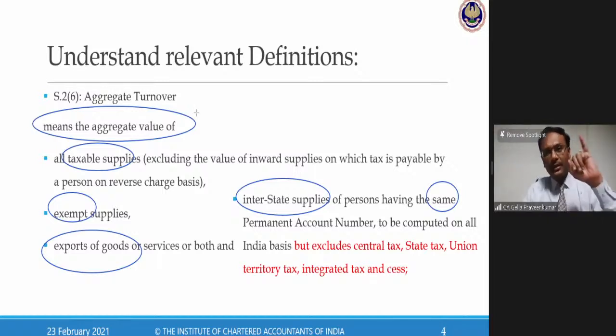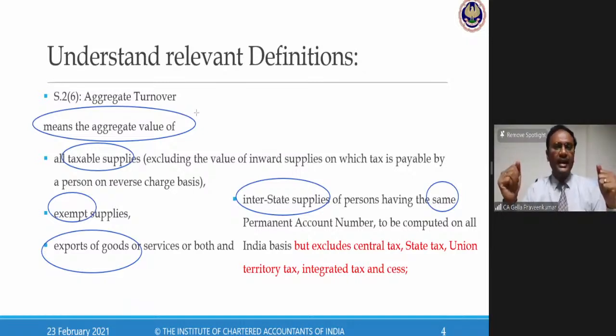So I have to include my taxable value. I have to include my exempt supply. I also have to include my exports. I also need to include something called interstate supply, the stock transfer. All these 4 put together, my stock transfer, my exports, my exempt supply, and my taxable supply, all these 4 together comprise what is called aggregate turnover.